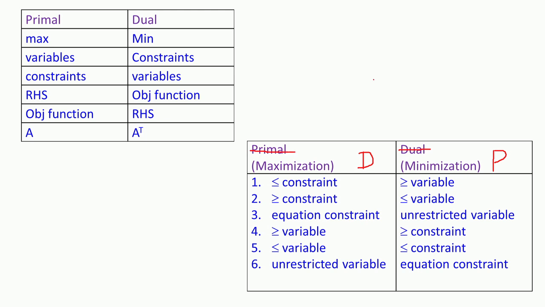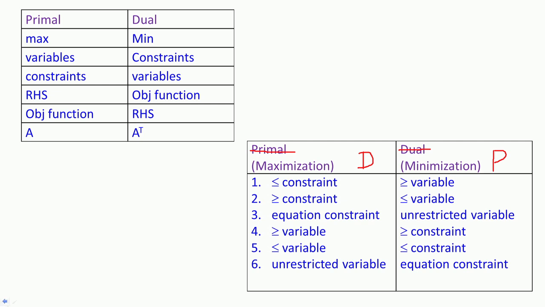So if the primal is a minimization problem, if I have a greater than or equal to variable, then the corresponding dual constraint will be a less than or equal to constraint. If I have a less than or equal to variable in a minimization primal, the corresponding constraint will be a greater than or equal to. Similarly, if I have a greater than or equal to constraint in a minimization primal, then the corresponding variable in the dual will be greater than or equal to. If I have a less than or equal to constraint in the minimization primal, the corresponding variable will be less than or equal to.